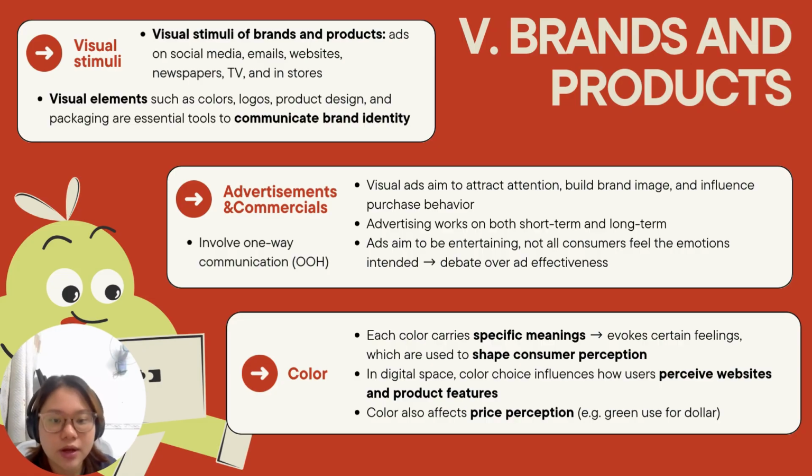Okay, the last segment of chapter 3 is how the visual shapes and affects brands and products. The first thing we discuss is the visual stimuli of brands and products. In modern society, people are constantly surrounded by visual stimuli of brands and products, for example ads on social media, emails, websites, newspapers, TV, and in-store products. Because of this, it's nearly impossible to escape the visual impact of brands and products in the customer's daily life. So we have to take advantage of that and make it good.